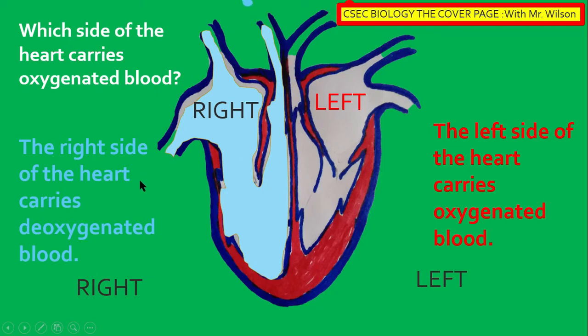On the right side of the heart, however, we have deoxygenated blood that is on its way from the body to the lungs. It is represented with blue dots. You'll see these blue dots flowing through the heart, and that's for the deoxygenated blood. And you see this blue area here signifying that the right side of the heart carries deoxygenated blood, and this blood is on its way to the lungs for gaseous exchange.